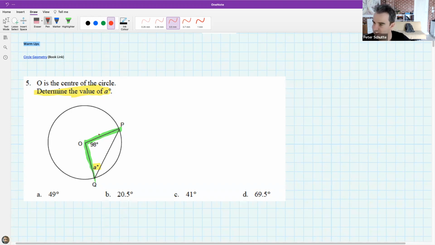These are the radiuses. Yes, Awang. So these two lengths are equal in length. OP and OQ are both radii of the circle, and so they're going to be equal in length. Okay, so radius is one of the words that we need to know about.